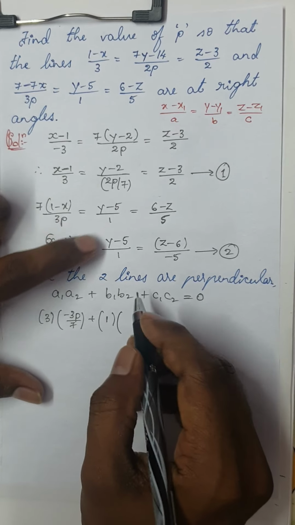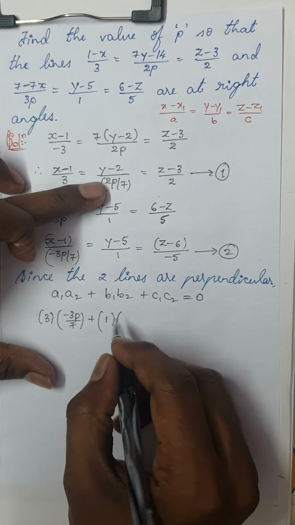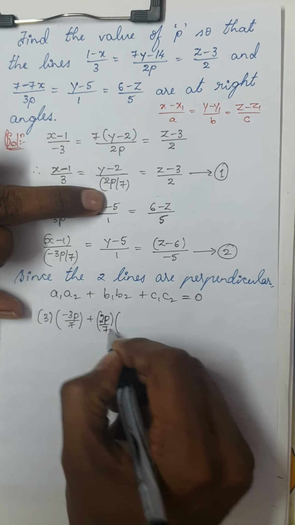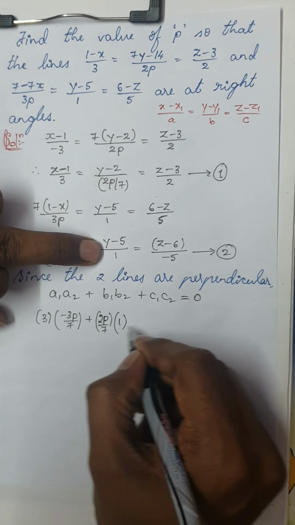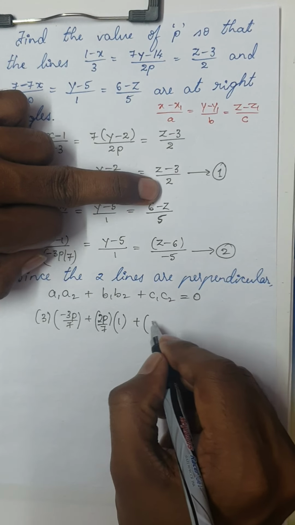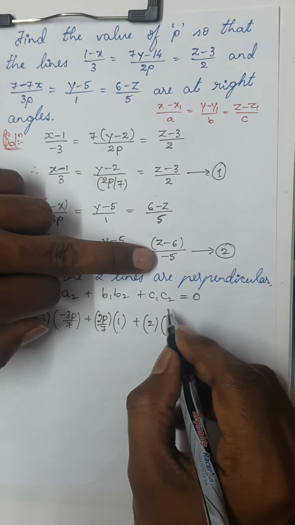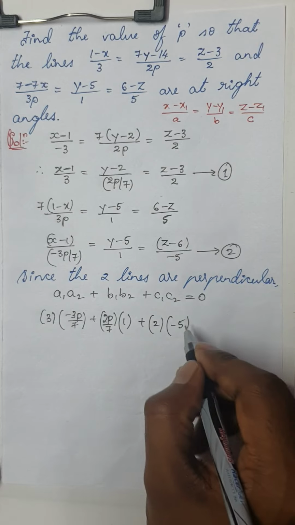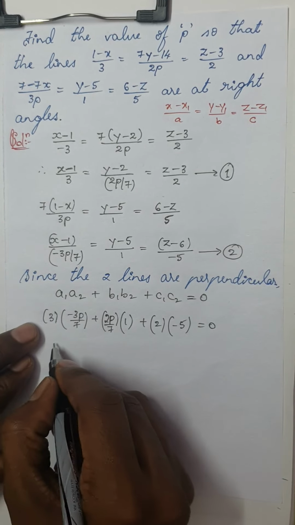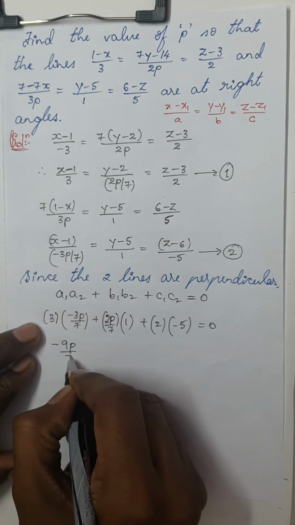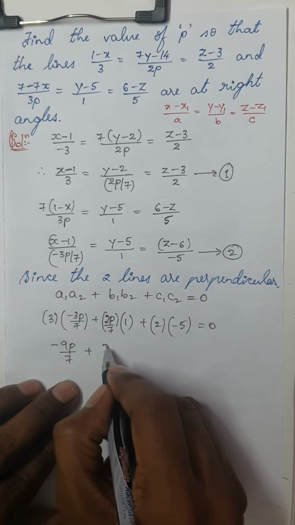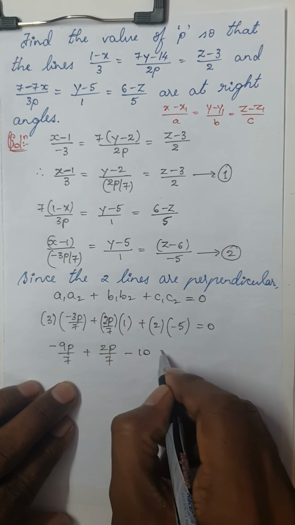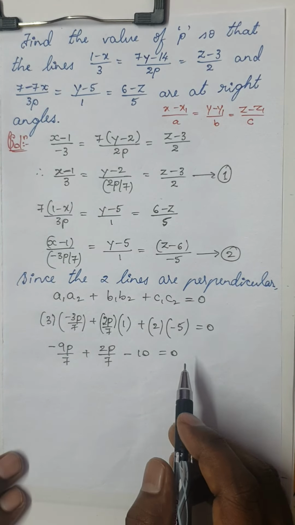Sorry, B2. What is B2? B1 is 2p by 7, B2 is 1, plus C1 is 2 and C2 is minus 5. Is it clear? Okay, so this is nothing but 0. If you multiply, you'll get minus 3 3s are 9p by 7 plus 2p into 1 is 2p by 7 minus 5 2s are 10. That is nothing but 0.